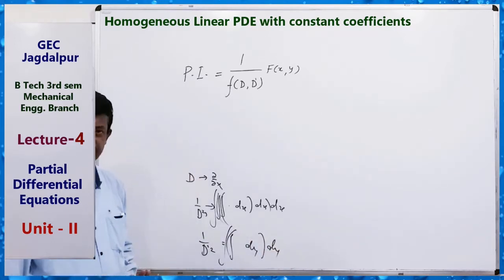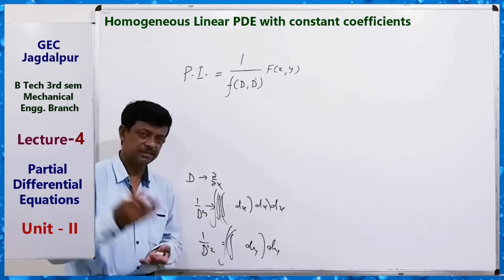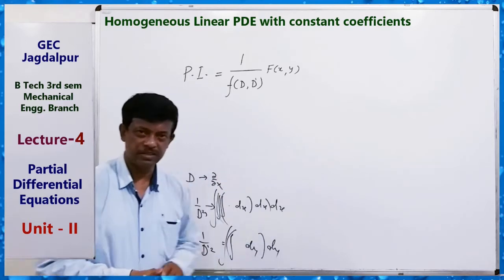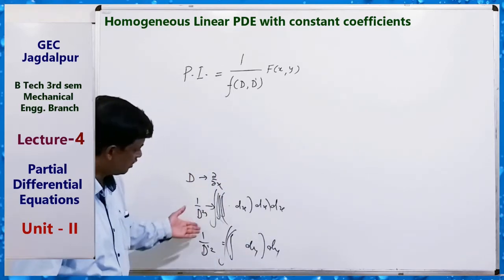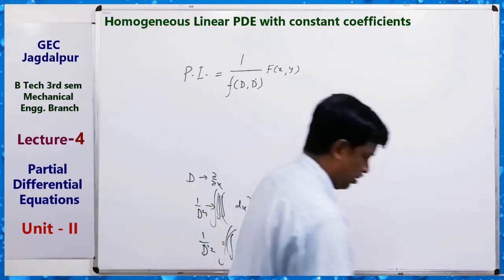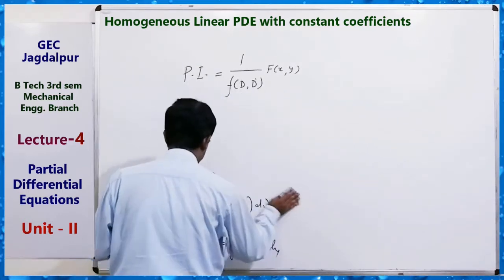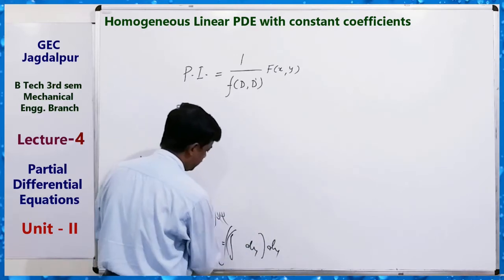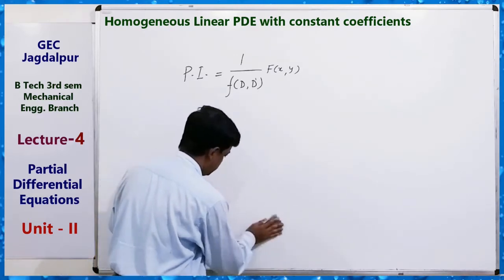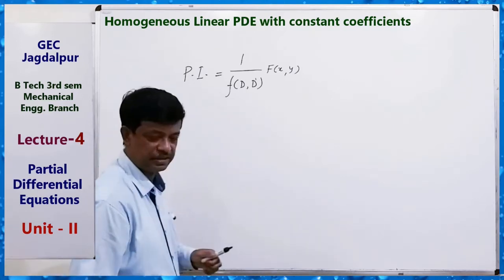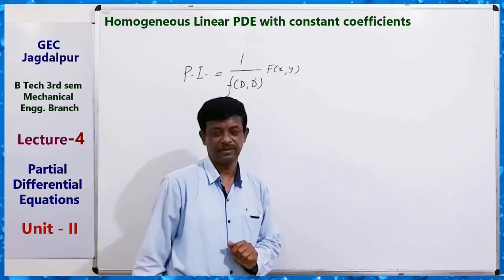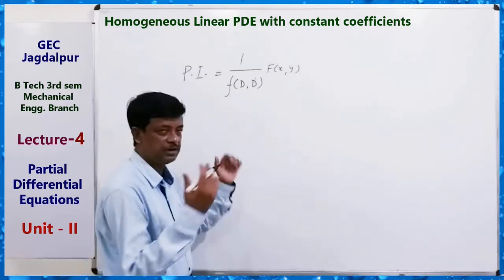We know this also from the ordinary linear differential equation. Here also 1 by D means integration. Clear? Now, this rule will be followed, and there are also some particular rules for finding PI, which depend on the format of f(x,y), just like in the ordinary linear differential equation.